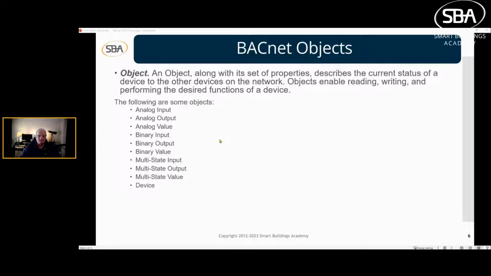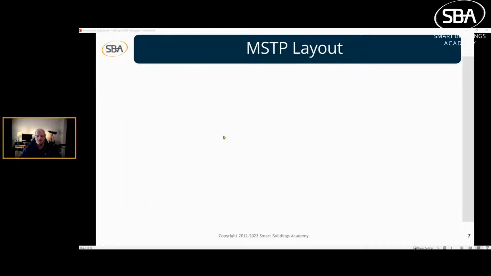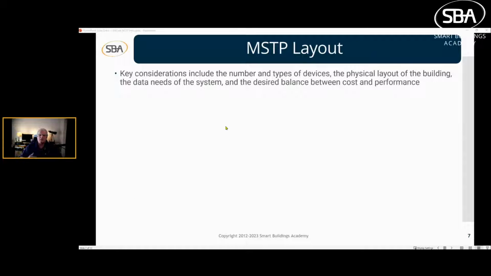In this case, the device has its own unique object identifier, which contains the information of who am I, what is my current state, what is my current value, what is my name, things like that. Trends and histories and scheduling are also objects in the BACnet system. So things we have to think about when we lay out the MSTP network include the number and the types of devices, the physical layout of the building, and the data needs of the system and the desired balance between cost and performance.